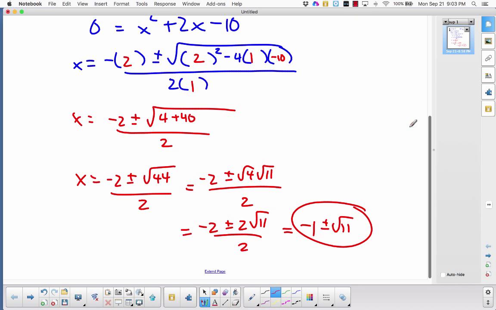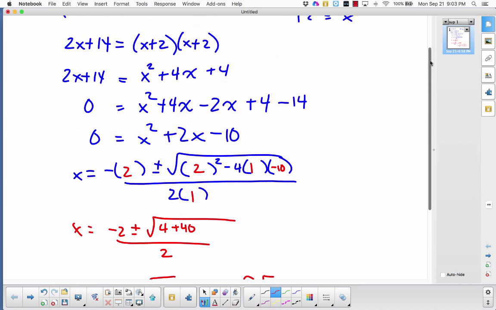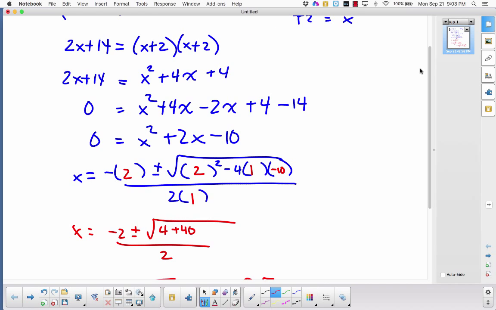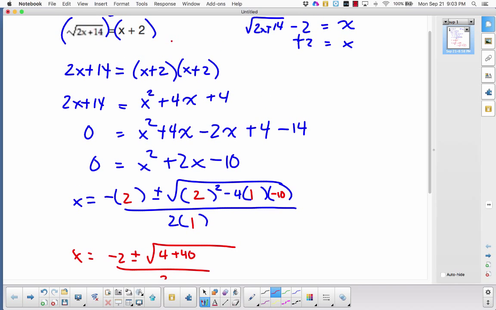Hopefully that helps. Hopefully the mistake that you made, or that is often made, is right there. So people mistakenly write x squared plus 4, and they miss that middle term.